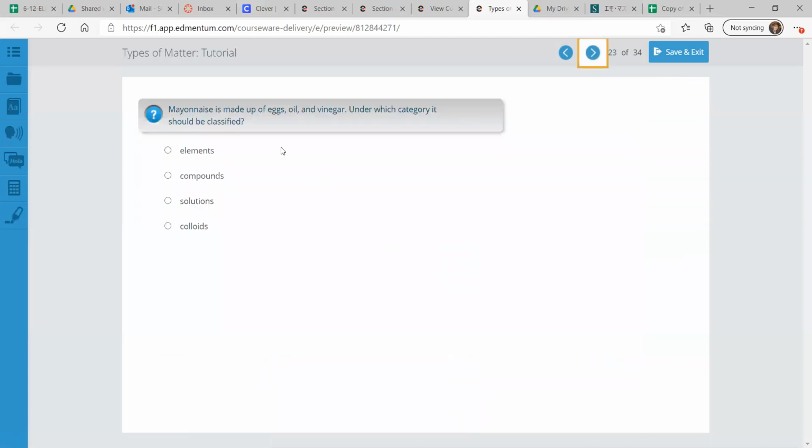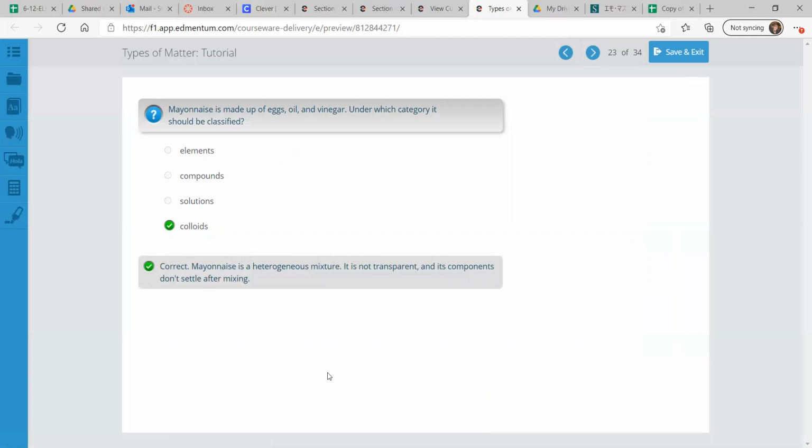But okay, mayo is made up of eggs, oil, and vinegar. Under which category should it be classified? We're going to go with colloid. It's a heterogeneous mixture. It's not transparent. It's like a more solid form of milk, but with different ingredients.